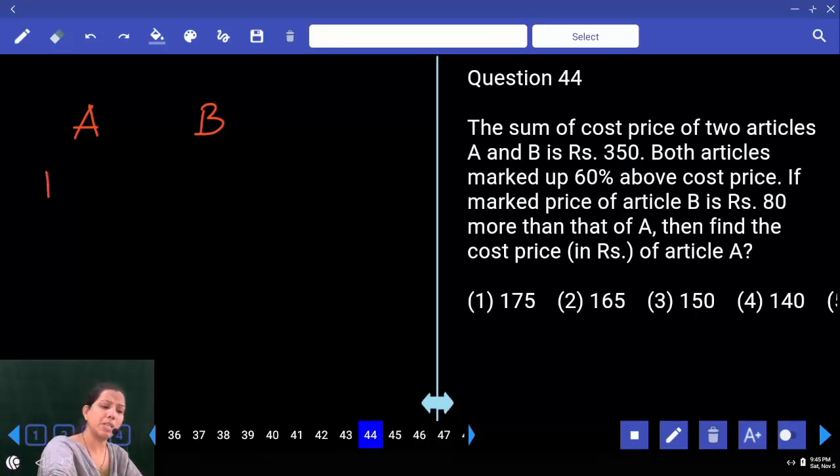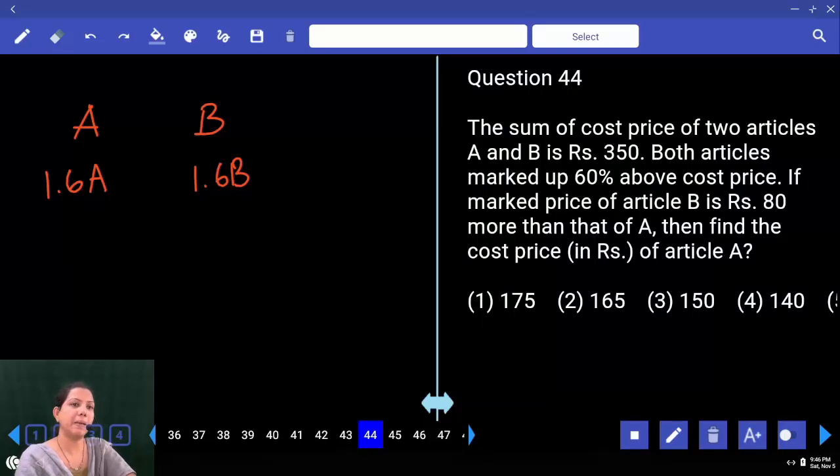Then market price of the article A is 1.6A. 60% more, 160 by 100, it is 1.6. What is market price of B? 1.6B. What is A plus B value? A plus B value 350. What is 1.6A? Cost price or market price or selling price? Market price of A. What is market price of B?